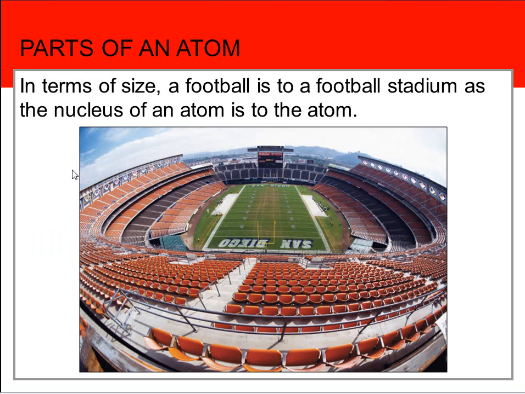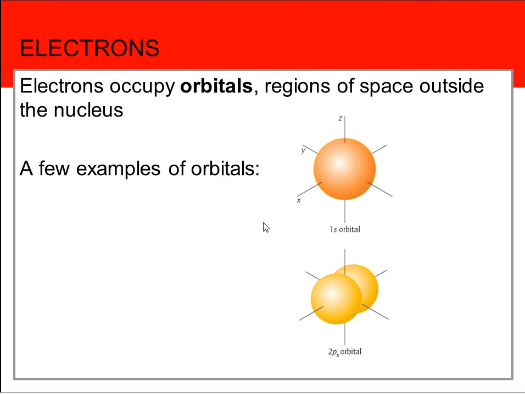In terms of size, if we have a football at the center of a football stadium, that could be considered the nucleus, and the electrons would be in orbitals in the nosebleed seats in the way back. So we can see that the nucleus is a very small part of the atom. It contains most of the mass, but the electrons are relatively far away from the nucleus. And electrons occupy orbitals, which are regions of space outside the nucleus.